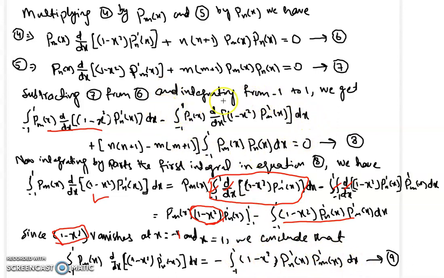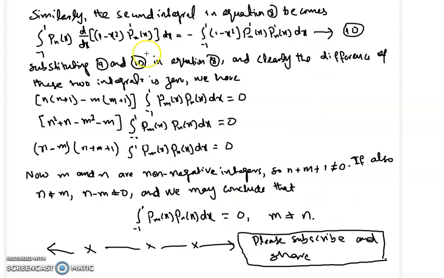Similarly, we can also take the second integral in equation 8, and we can get the same result as the one on the next page, as we see. Similarly, the second integral in equation 8 can also be evaluated by the same procedure. While using integration by parts, we can get this value.